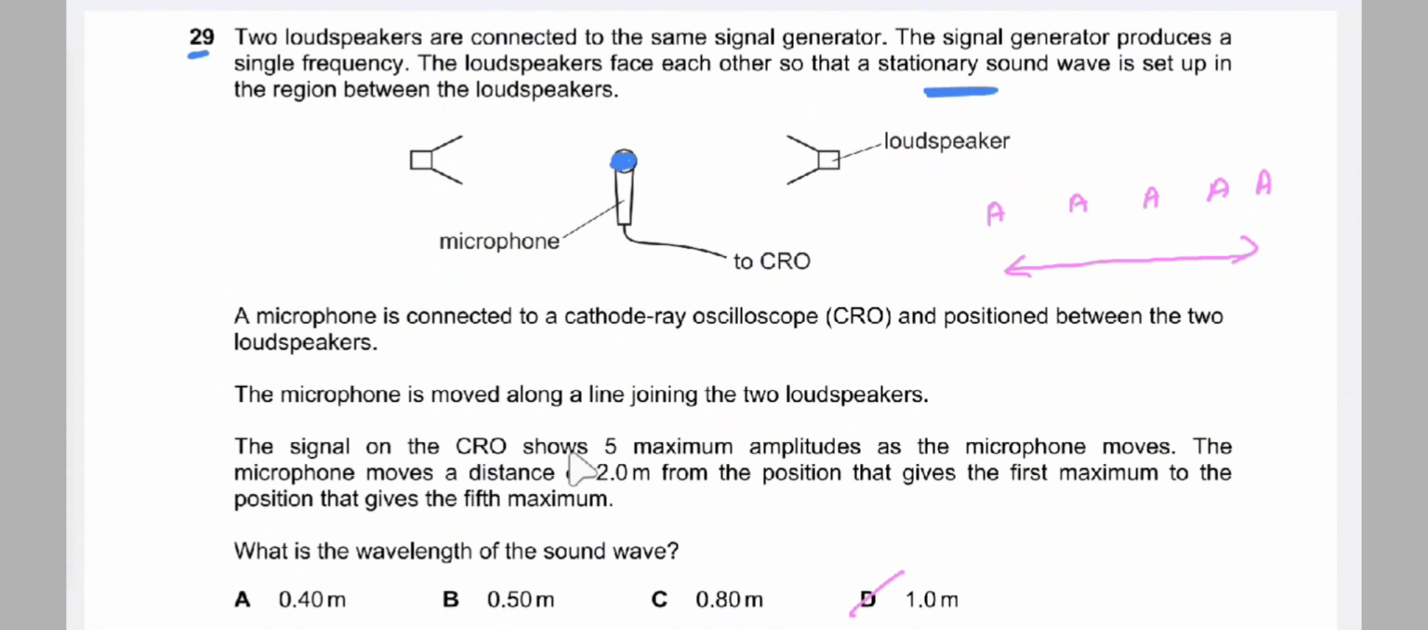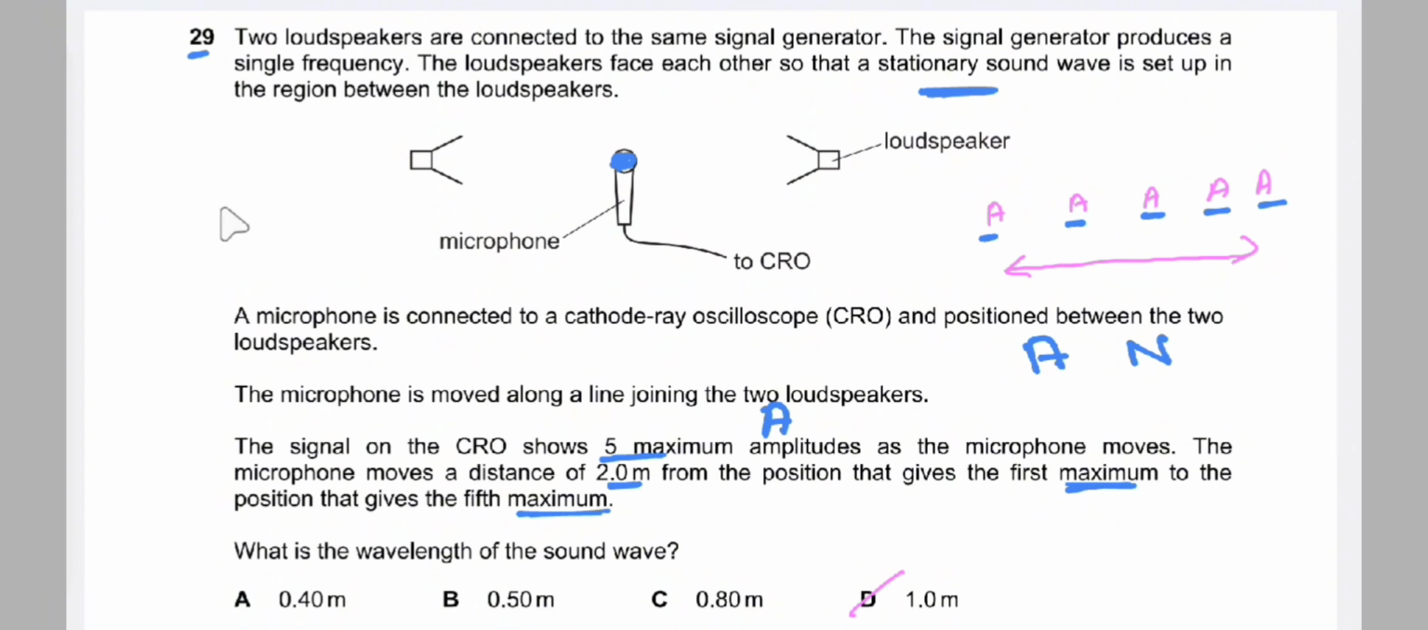The signal on the CRO shows 5 maximum amplitudes, that is 5 antinodes, as the microphone moves. Since it is a stationary wave, nodes and antinodes are produced. An antinode gives a maximum amplitude while a node gives a minimum amplitude. The microphone moves a distance of 2 meters from the first maximum to the fifth maximum, that is from the first antinode to the fifth antinode.